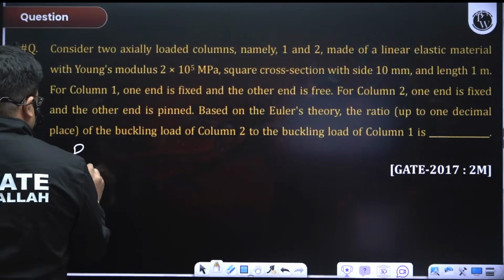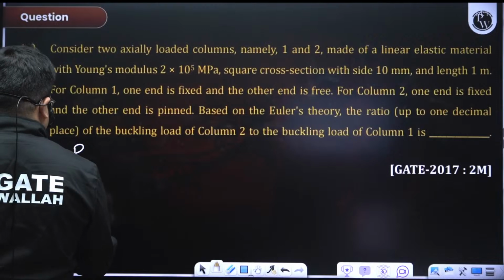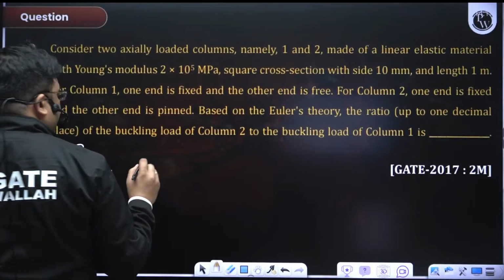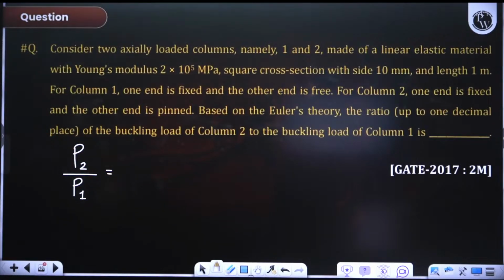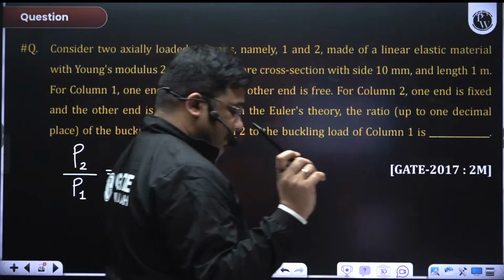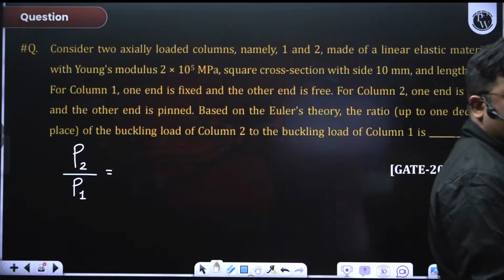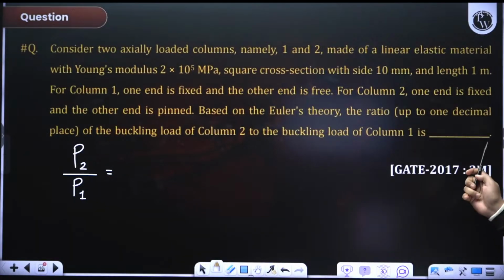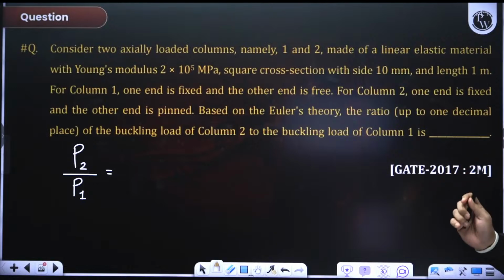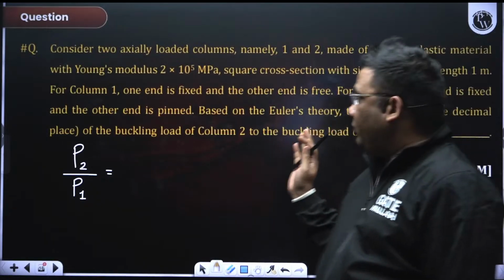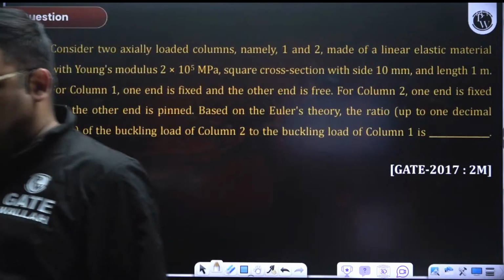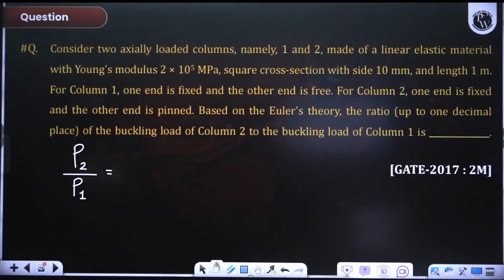Yesterday also I told those who attended the session that in columns, especially buckling, mostly they ask ratios. You can see in 2017 also they asked a ratio. Very straightforward question, 2 marks. If you know the formula and the effective length for the support conditions, then you can easily solve this kind of question.